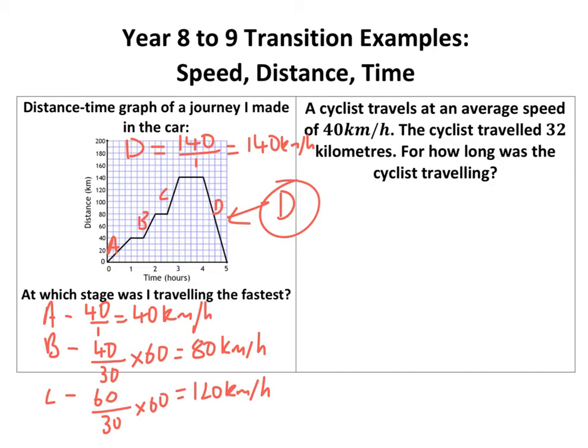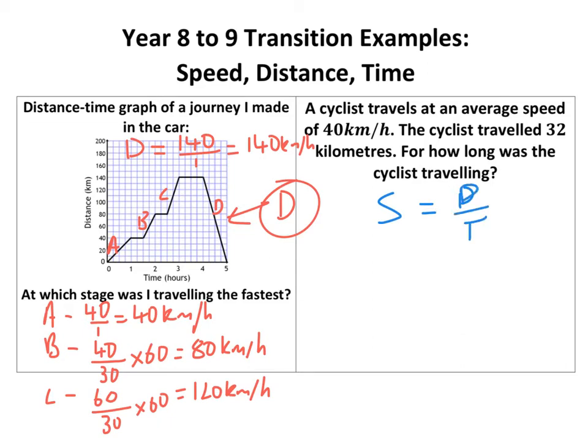Now then, the second one says a cyclist travels at an average speed of 40 kilometres per hour. The cyclist travelled 32 kilometres. For how long was the cyclist travelling? The cyclist was going quite quick, actually. Anyway, we know that speed equals distance over time, or hopefully we know that.